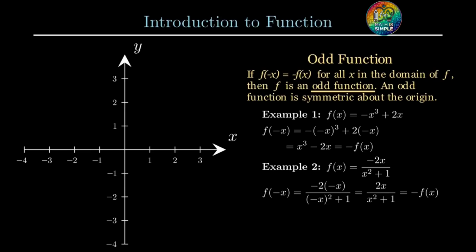In example 2, the rational expression f of x equals negative 2x over the quantity x squared plus 1 behaves similarly. The negative sign in the numerator flips the sign of the entire expression, proving it is also an odd function.